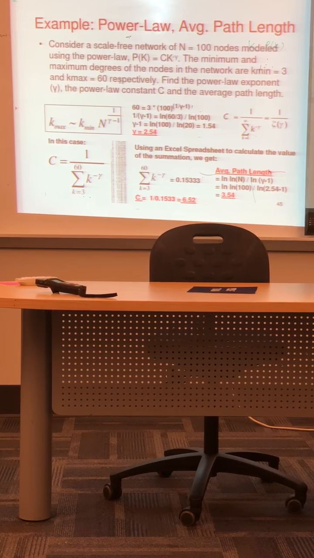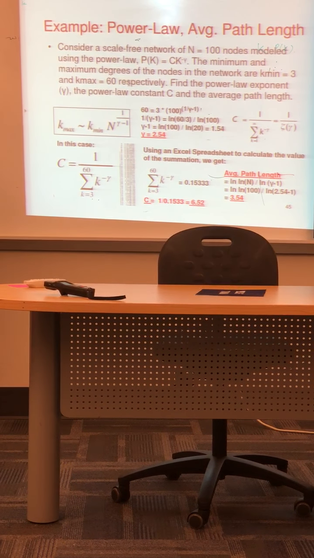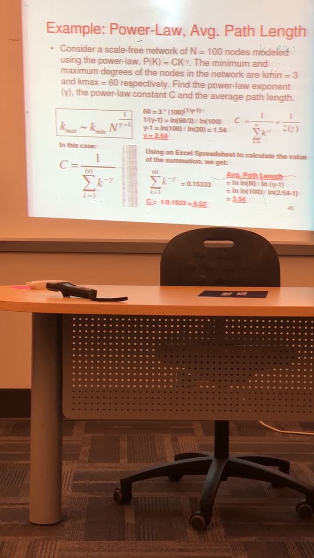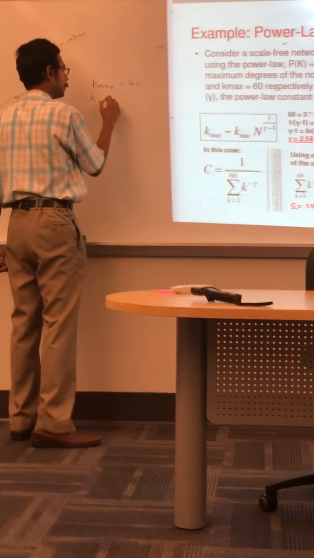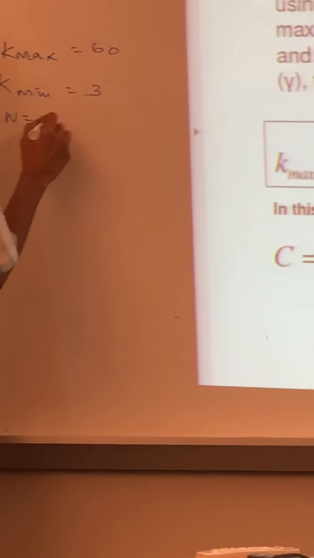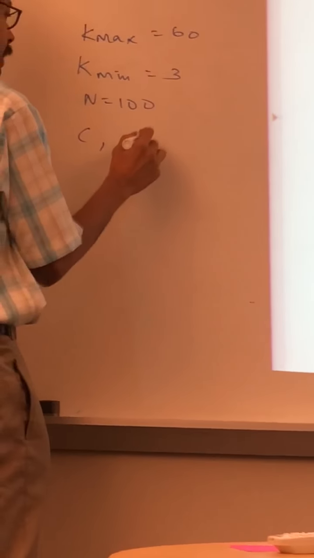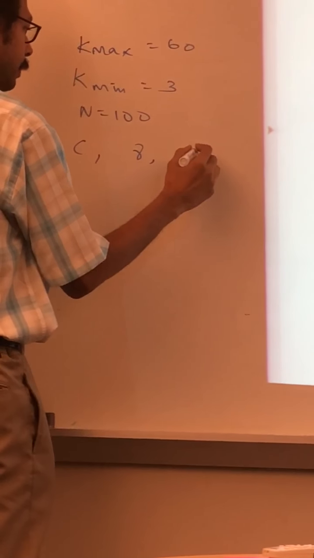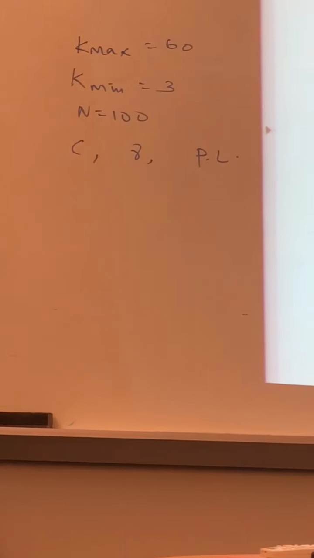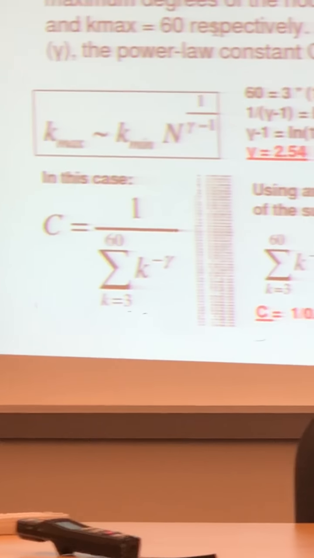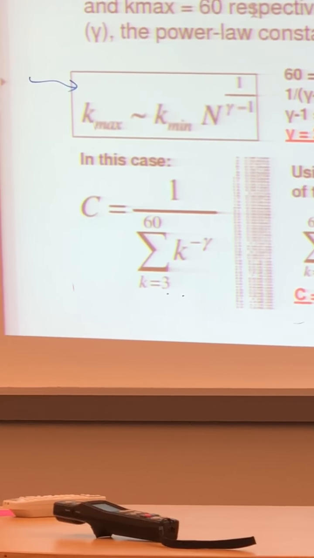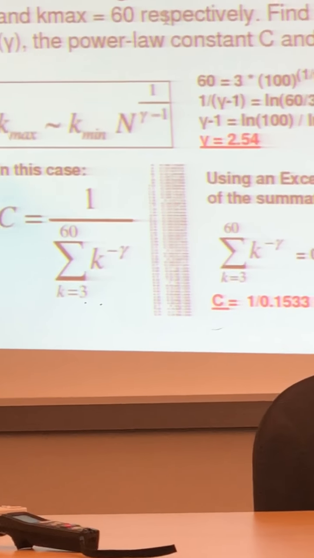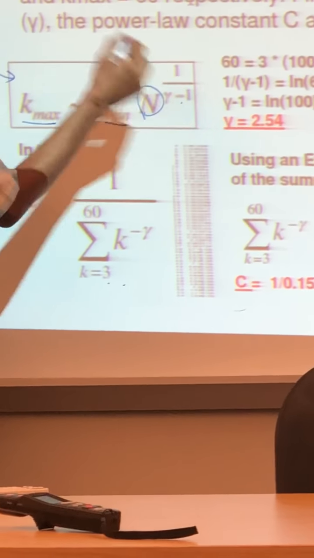So what is given? K min, K max, and the number of nodes. K max is 60, K min is 3, the number of nodes is 100. So we need to find C, gamma, and the average path length. Since K max and K min are given, we have to use this formula one way or the other. N is also given, so I think this is a good fit. K max is known, K min is known, n is known. So we can now find gamma.